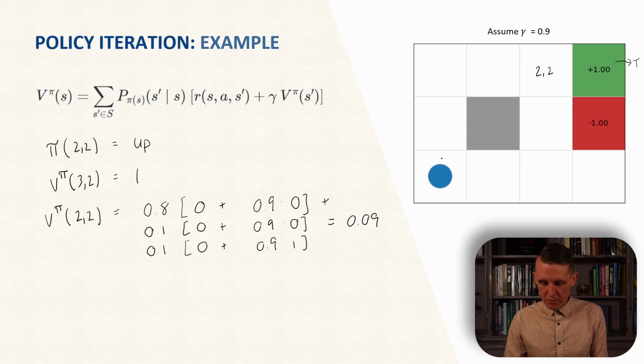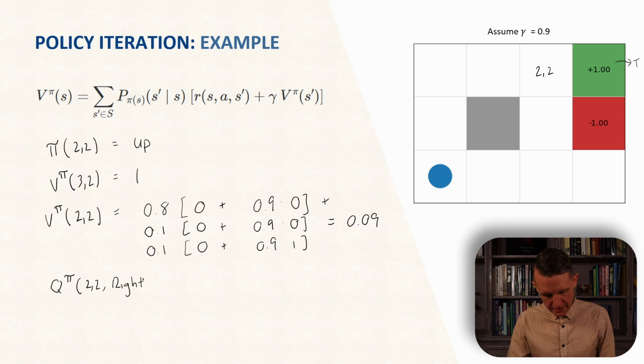And we'd have to repeat that for all states in order to get the value before we do the policy improvement. When it comes time to do the policy improvement, we can calculate Q of pi for 2.2. We will notice that if we go right, we get a better value than if we go up.